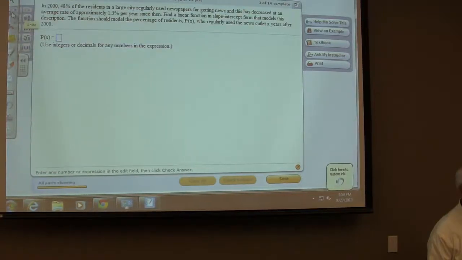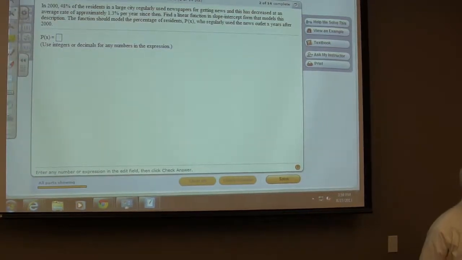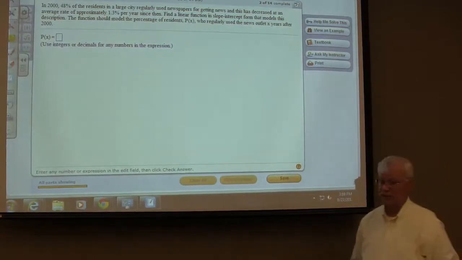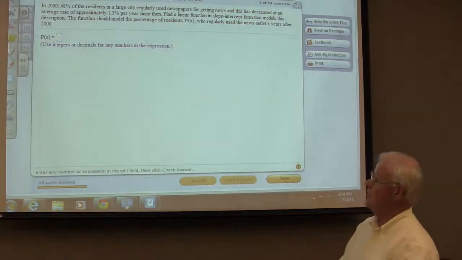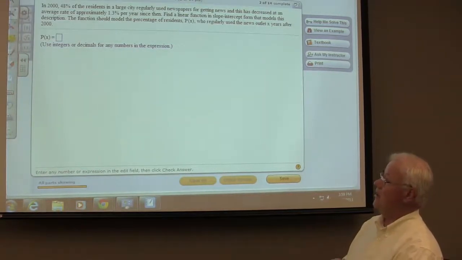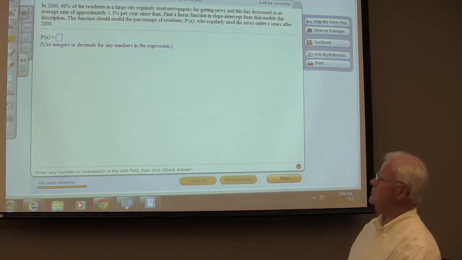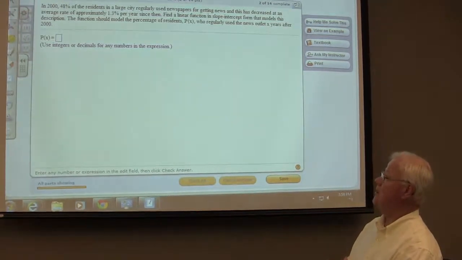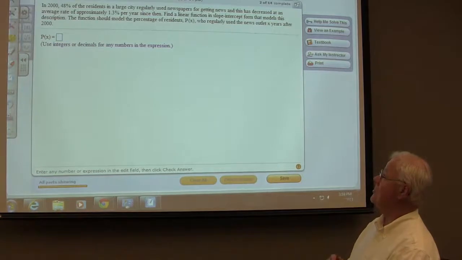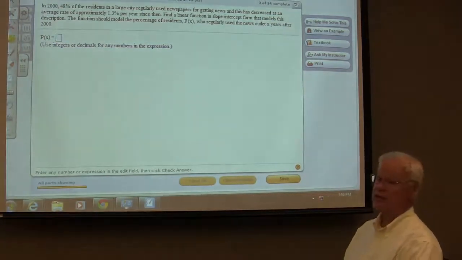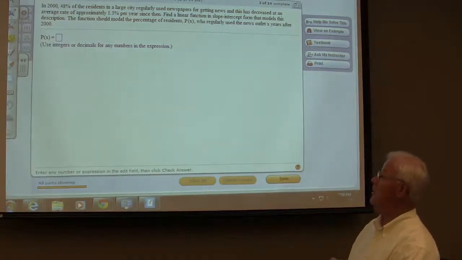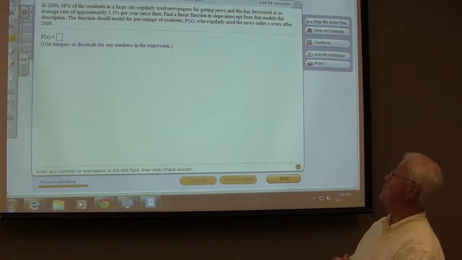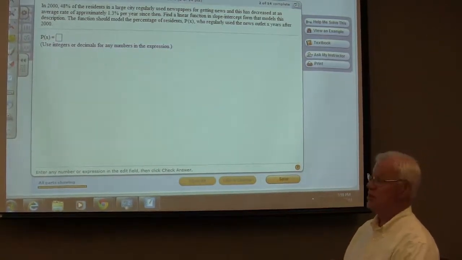Now let's look at a situation that uses this type of information, and let's see if we can figure out what the graph is going to look like. In the year 2000, 48% of the residents in a large city regularly use newspapers for getting news. And this has decreased at an average rate of approximately 1.3% per year since then. Find a linear function in slope-intercept form that models this description.